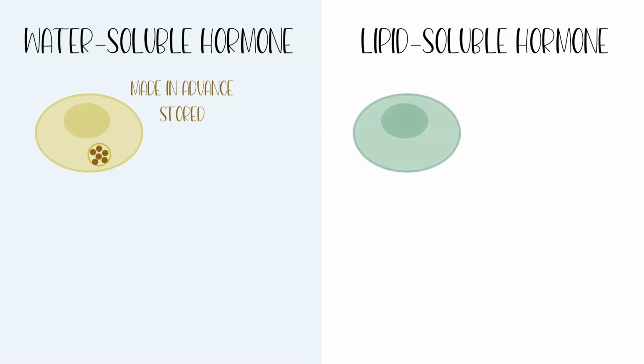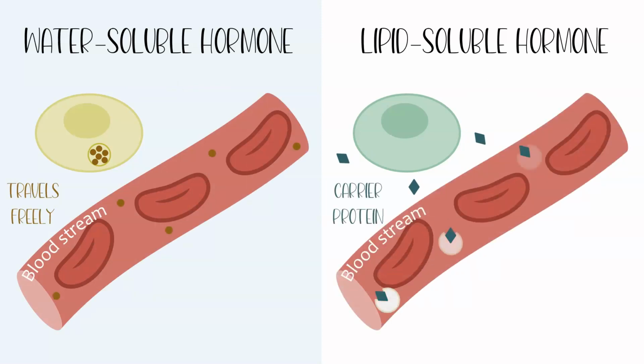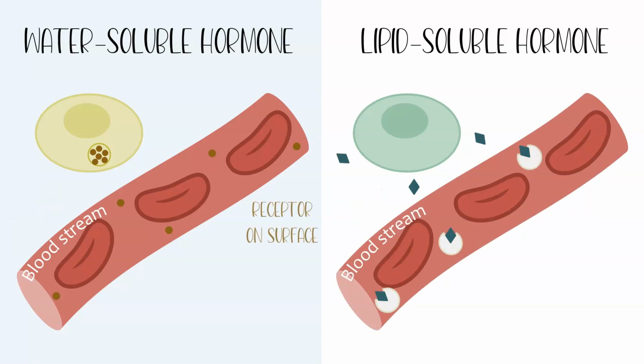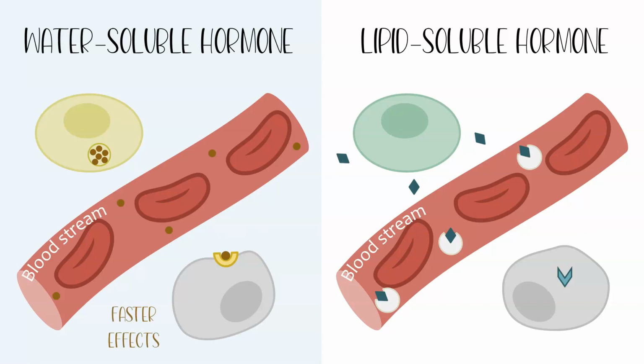Lipid-soluble hormones are made only when they're needed because they immediately diffuse out of the cell. Water-soluble hormones travel freely in the blood, while lipid-soluble hormones require carrier proteins to be able to dissolve in the blood. Receptors for water-soluble hormones are on target cells, while receptors for lipid-soluble hormones are found inside their target cells. And water-soluble hormones often have faster effects because they often involve quick reactions in the cytosol.